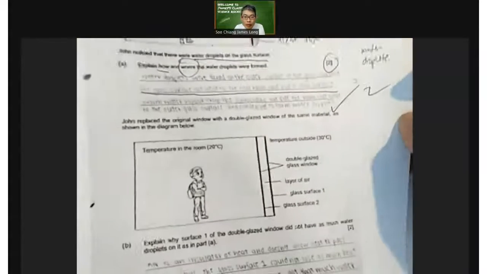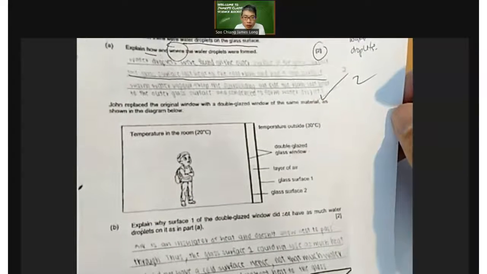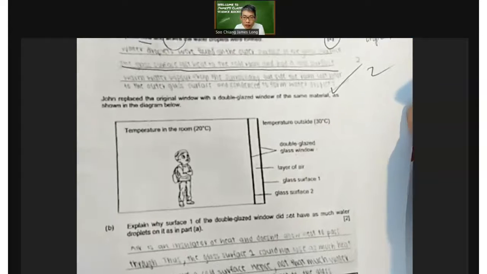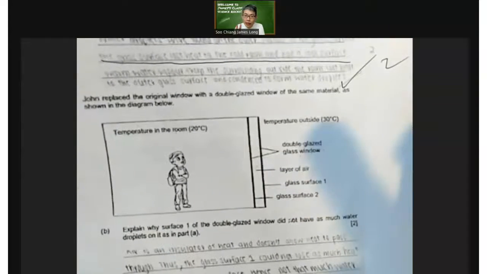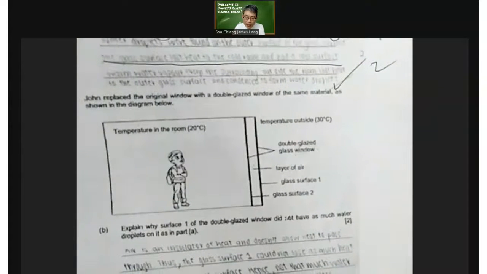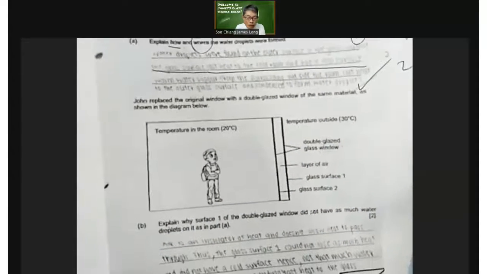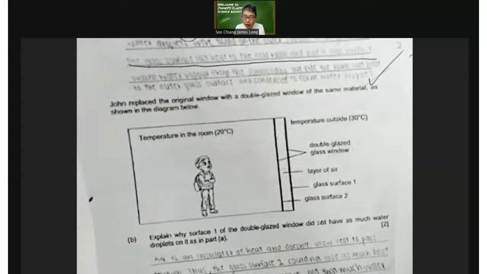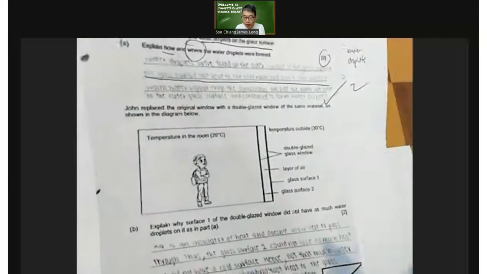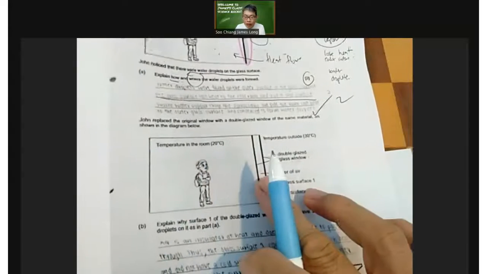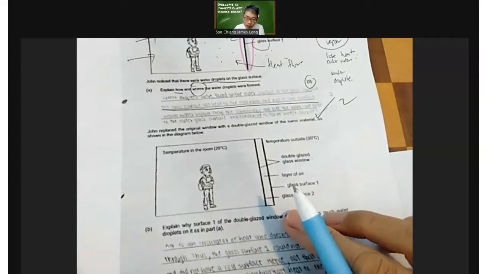Good job. Next one. John replaced the window with a double glazed window of the same material. Double glazed simply means there are 2 layers of glass and inside is air. It's usually meant, when people install this in cold countries, to reduce the rate of heat gain or loss, depending. So in winter time, they want the room to be as hot as possible. The outside will be much colder than the inside of the house, so they don't want the heat inside the house to be lost to the environment. So they put double glazed windows to reduce the rate of heat loss from the room.